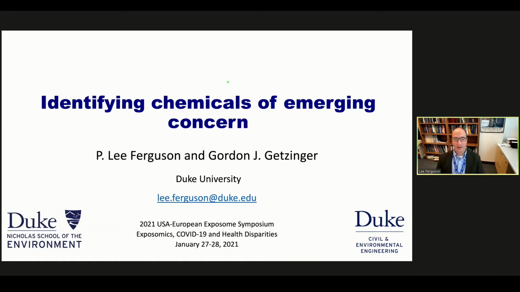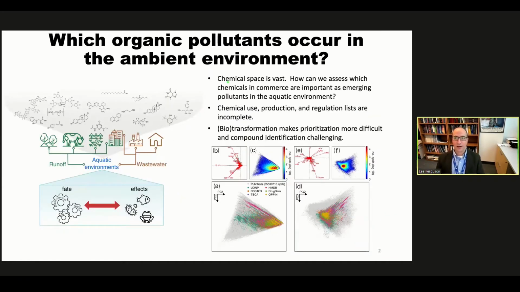And so I want to talk a bit about what we're doing in my laboratory to identify chemicals of emerging concern in environmental samples. In this case, we're really going to do a pretty deep dive into the technologies that our laboratory applies in order to answer this question: which organic pollutants occur in the ambient environment?